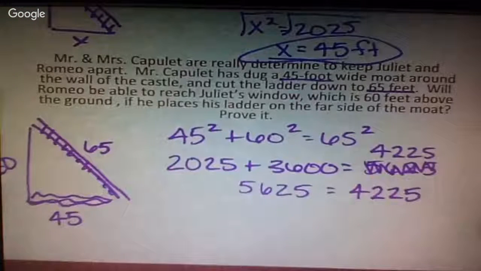All right. So do these two numbers equal? No. So can Romeo reach Juliet?